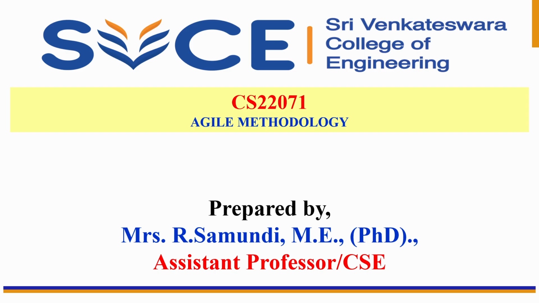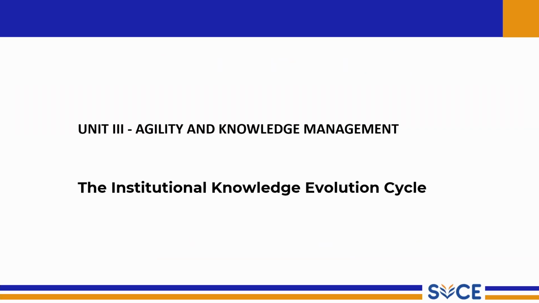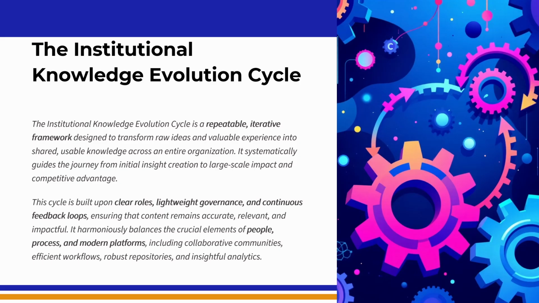Today in this session, we are going to see the topic of the institutional knowledge evaluation cycle from Unit 3, Agility and Knowledge Management. So, in that, we are going to see the institutional knowledge evaluation cycle. That means it's not a one-time activity, it is a cycle you can use again and again, improving each time. That is, the institutional knowledge evaluation cycle is a repeatable iterative framework designed to transform raw ideas and valuable experience into shared usable knowledge across an entire organization.